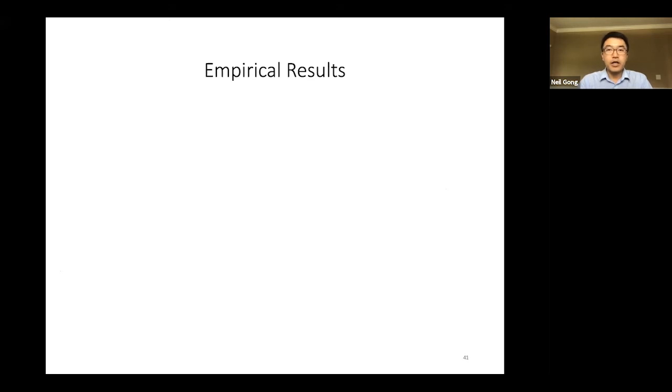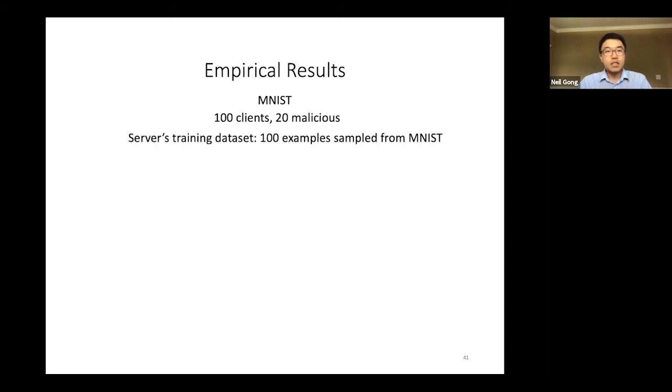Empirically, we evaluated our method on multiple data sets. In the following, I will show you just one experimental result on MNIST, and the results on the other data sets can be found in our paper. We assume there are 100 clients and 20 of them are malicious. The server's training data set includes 100 training examples sampled from MNIST uniformly at random.